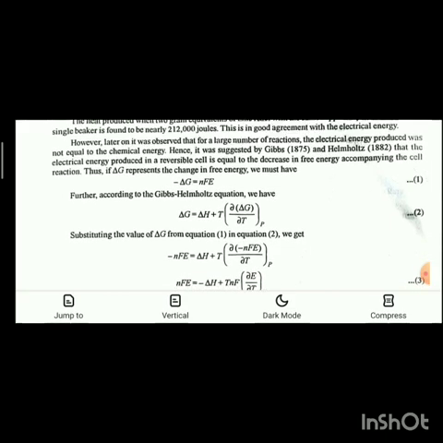However, later on it was observed that for a large number of reactions, the electrical energy produced was not equal to chemical energy. Hence, it was suggested by Gibbs (1875) and Helmholtz (1882) that the electrical energy produced in a reversible cell is equal to the decrease in free energy accompanying the cell reaction. Thus, if ΔG represents change in free energy, we must have −ΔG = nFE.